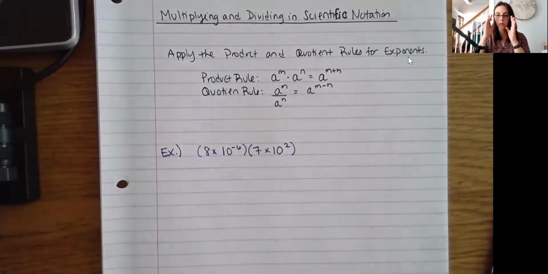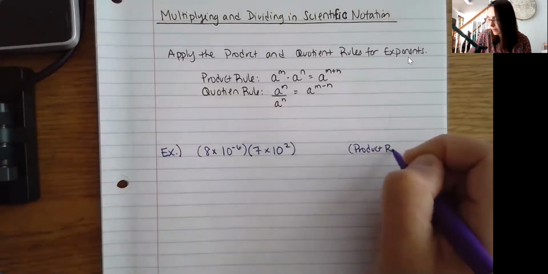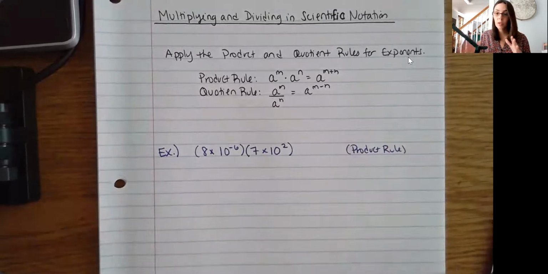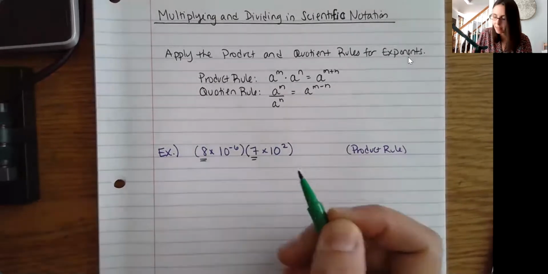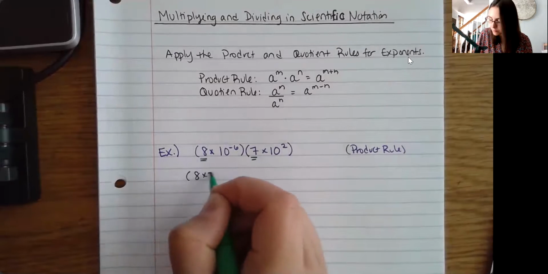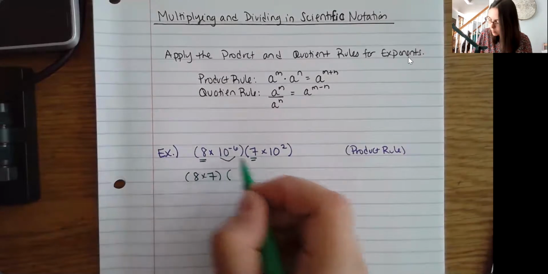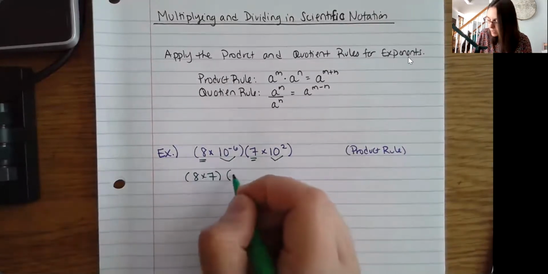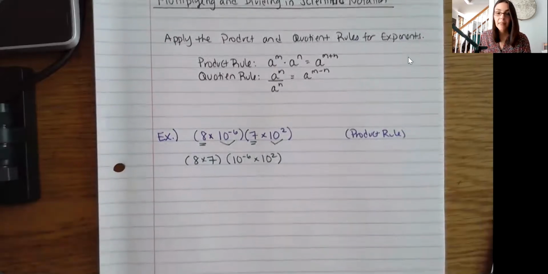So here I have two numbers that are written in scientific notation, and I'm going to go ahead and apply my rules. Now notice that we're multiplying here, so this is going to end up using the product rule because we're multiplying. Now, if you can do this in your head, that's fine. I like to usually rearrange. So what I'll do is I'll put my numbers together, right? Because 8 and 7 don't have powers or anything like that. So I'm just going to do 8 times 7. And then I'm also going to do my powers. So I have 10 to the negative 6 times 10 squared. And then I'm just going to use my rules.